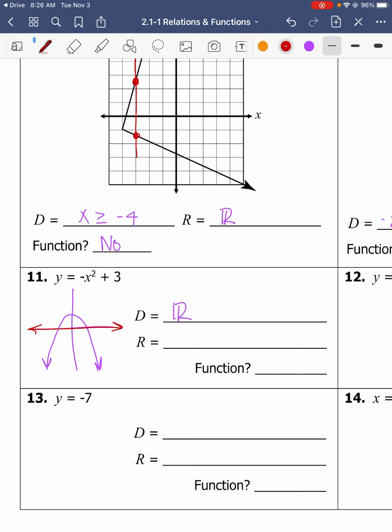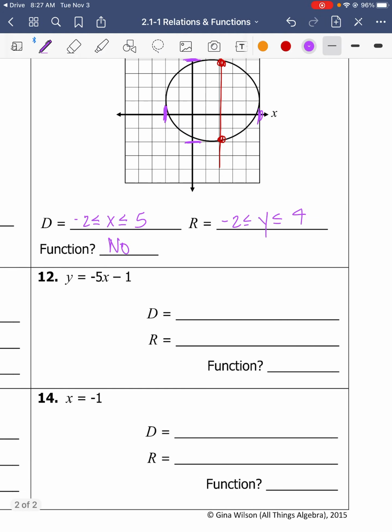Okay, but our range, it only comes up to, what is this value here? It looks like it only comes up to 3. But it does go down forever, so it doesn't ever get bigger than 3. So our range here is going to be y is less than or equal to 3. And if we do the vertical line test, you'll see that it will pass. So we'll say that yes, this is a function.